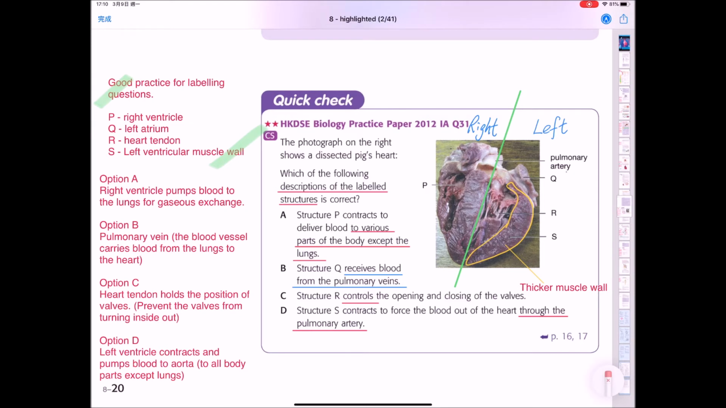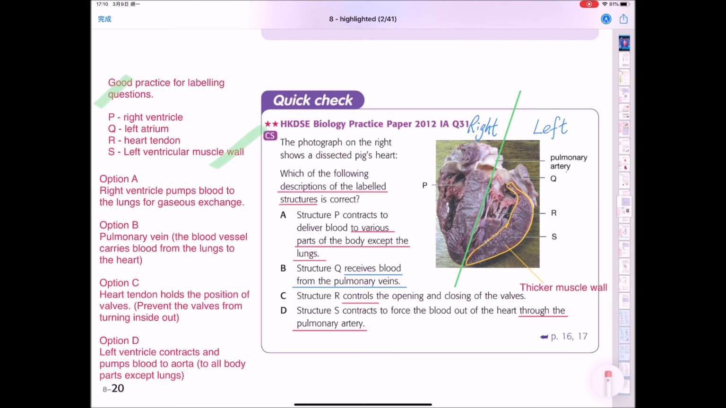So before that, make sure that you are really able to distinguish different structures from each other in our heart: the atrium, the ventricles, the septum, the heart tendons, something like this. So let's take a look at the diagram first. For the diagram, that's the thing I talk about.